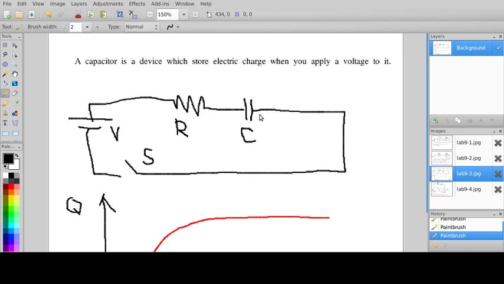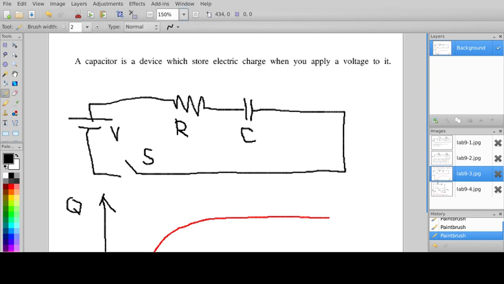Okay, so in other words, as soon as you attach the capacitor to the voltage, the charge just builds up on the capacitor right away. Okay, so that's okay if that's what you want, but we're actually going to create a timing circuit. That is a circuit that takes a certain amount of time before the capacitor charges up.